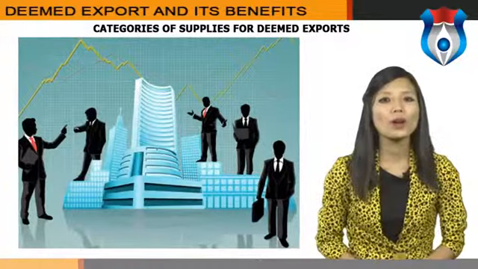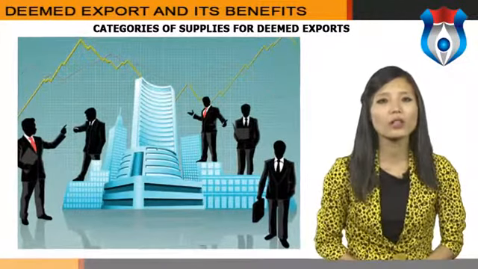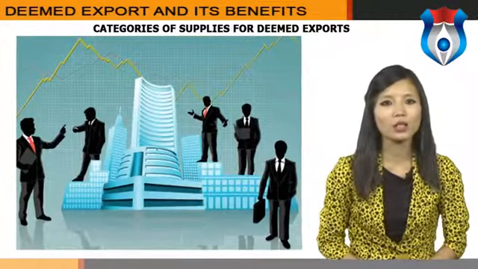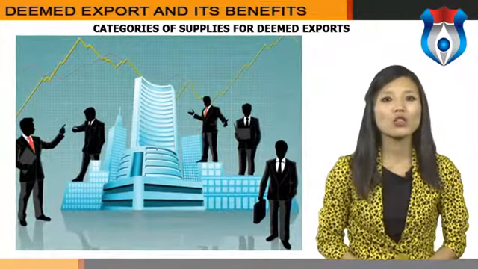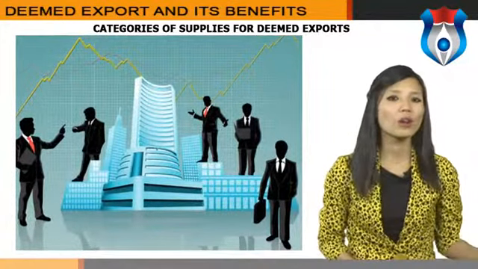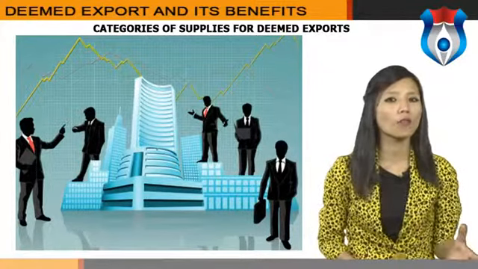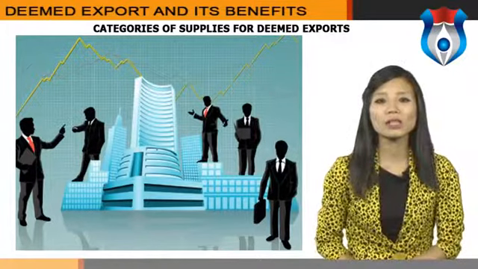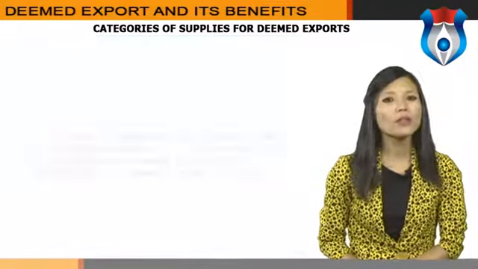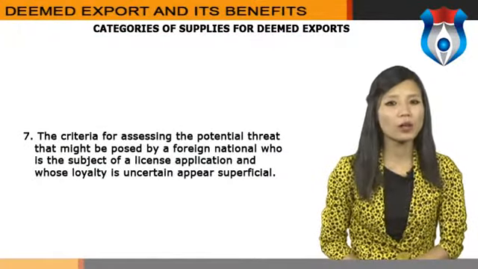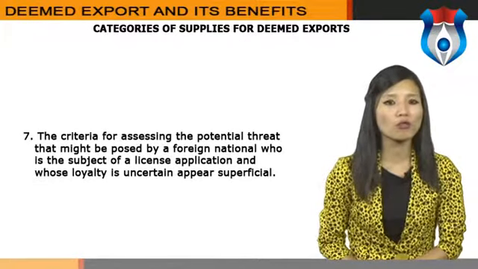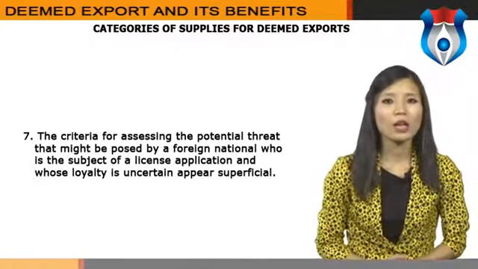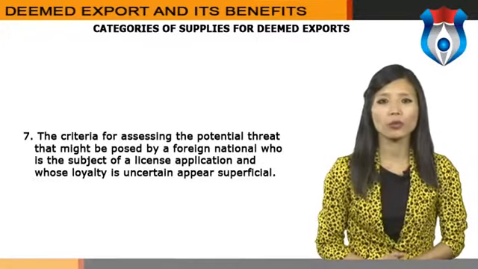But the question arises as to the fundamental efficacy of such a protective scheme when two individuals acting in collusion should each work on, say, 3 of the functions, thereby gaining full knowledge of all 6 without triggering a deemed export licensing requirement at all. The criteria for assessing the potential threat that might be posed by a foreign national who is the subject of a license application, and whose loyalty is uncertain, are superficial.